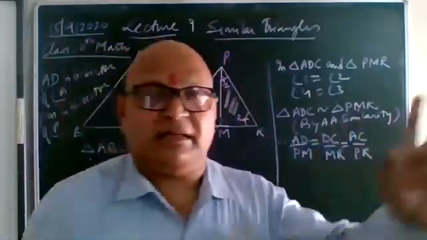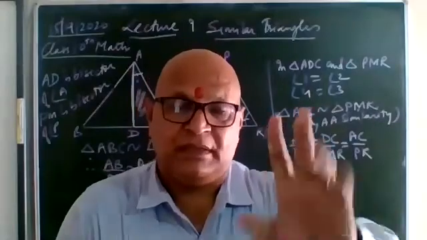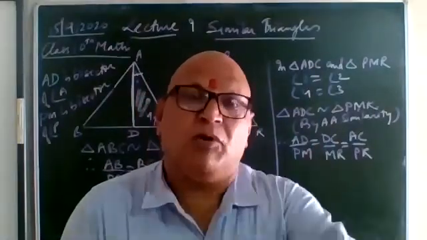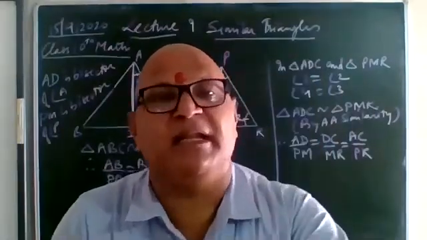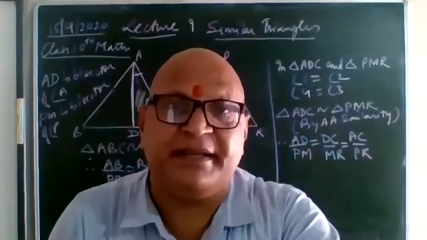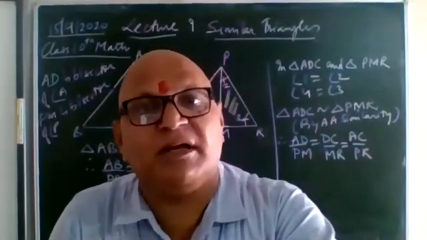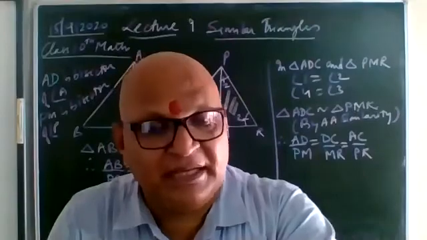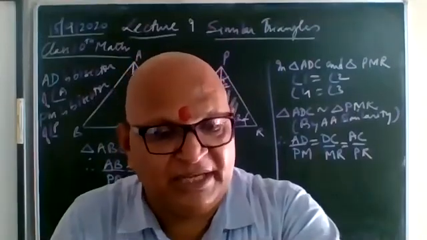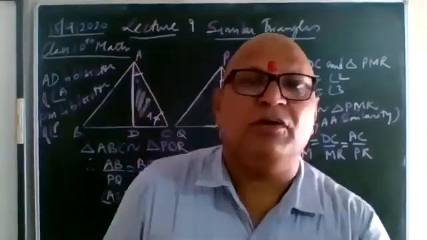Angle bisector and altitude, both half triangles may be similar by AA similarity. Last is what? Median. In case of median, there is a change. So this you have to remember.